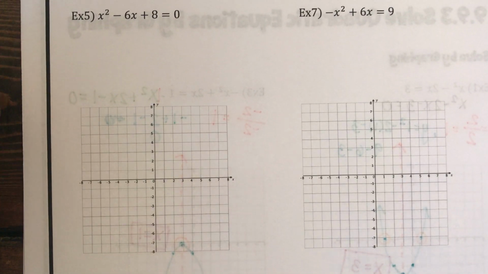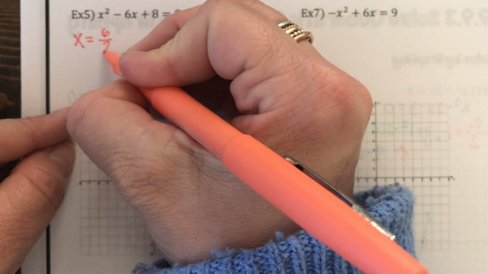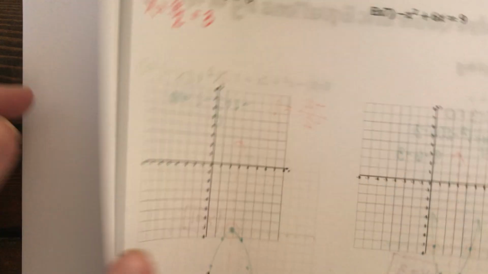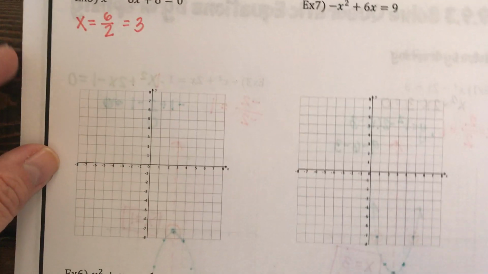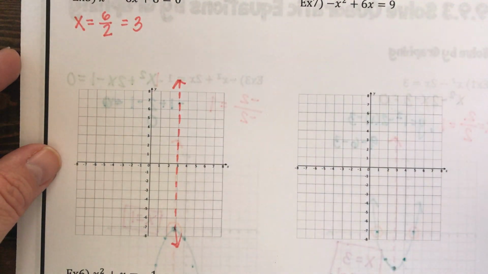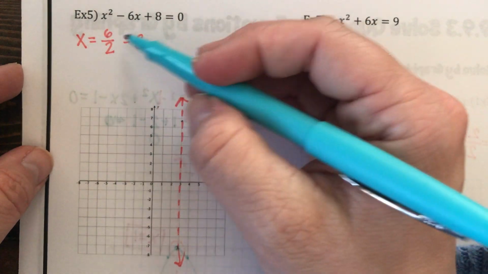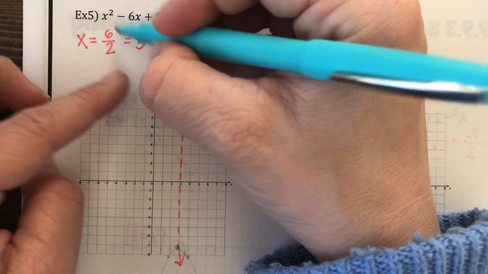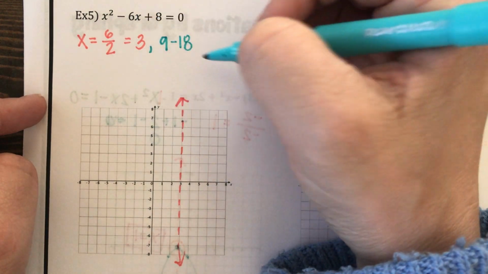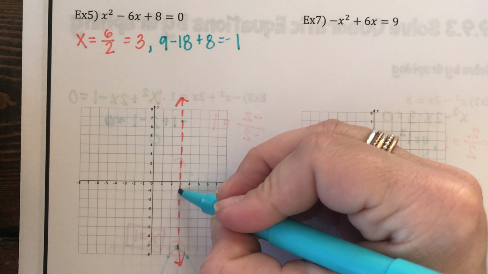So on number 5, axis of symmetry, x equals negative b over 2 times a. So that's 3. Oh, I was checking because I felt like we did this one already. So here's my axis of symmetry. Now we're going to plug that in, because it's already in standard form, to see what would be the y coordinate. If I put in a 3 here, that's 9 minus 18, right? 6 times 3 is 18. That's negative 9 plus 8 is negative 1. So this is where my vertex is.